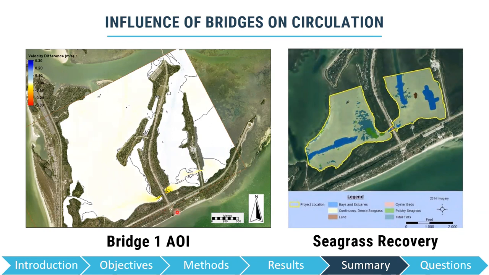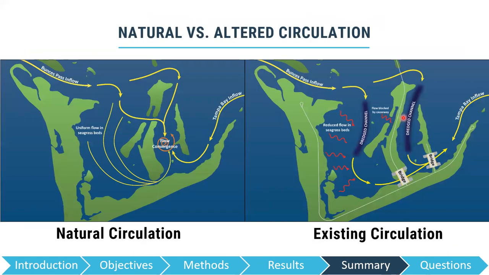And when we look at this and compare it with the area where we had recovery of seagrasses following the construction of that bridge, we actually see that there's an overlap between the area of influence for the bridge and the areas where we saw the most extensive recovery of seagrasses. So this confirms that the bridges were really instrumental in improving the habitat quality and improving the circulation in the Southern Bay, which facilitated this massive recovery of seagrasses.